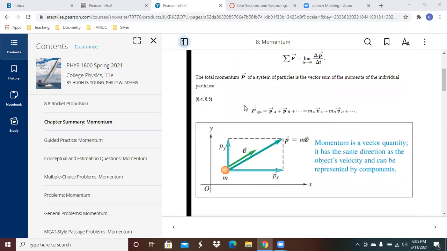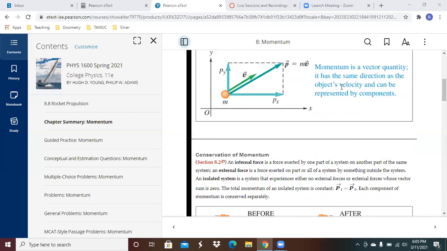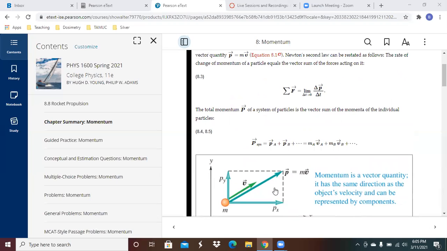The other key fact you're going to need to remember is that the total momentum of a system of particles is going to be the vector sum of the momenta of the individual particles. In other words, when you add the momentum vectors of each individual particle, you can come up with the momentum of the system. Here you can see how the velocity vector, when multiplied by the mass, produces a momentum vector, and then that can be broken down into its component vectors, px and then py.